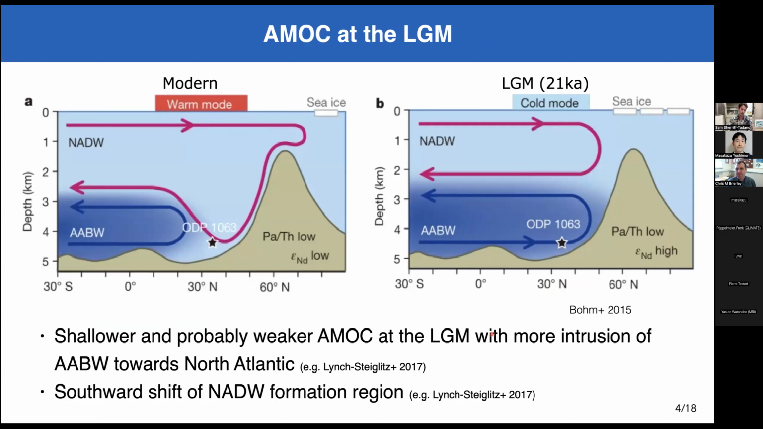Thanks to all the effort done by the proxy side, we now have a good understanding of how the AMOC was around the LGM. Here the plots compare the schematic state of the AMOC for the modern on the left and the LGM on the right, showing a latitudinal vertical cross section of the Atlantic basin. For the modern climate, we have a strong northward flow, which reaches the high latitudes over the North Atlantic, gets cooled by the atmosphere, sinks, and returns south. This is called the AMOC or the NADW cell. Beneath the AMOC, you can see some intrusion of the Antarctic bottom water, the AABW, from the south.